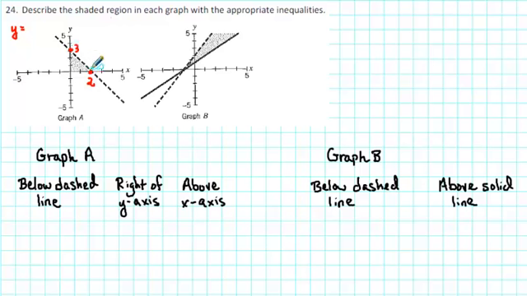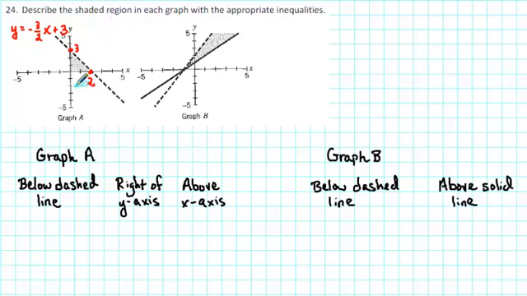Well, from the y-intercept to the x-axis we have to go down 3 and to the right 2. So the slope is minus 3 over 2. We multiply that by x and then add the y-intercept, which is 3. That's the equation of the boundary.